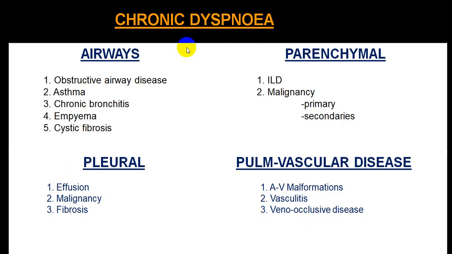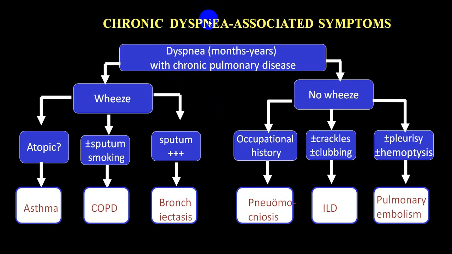Chronic dyspnea, usually it is very useful and very easy. Among airway diseases: COPD, bronchial asthma, chronic bronchitis, emphysema. Among parenchymal disease: interstitial lung disease. Among pleura: mainly pleural fibrosis. And among pulmonary vasculature: veno-occlusive disease, AV malformations. But out of this, what comes topmost on the list is COPD, bronchial asthma, chronic bronchitis, and interstitial lung disease. Those groups will come topmost on the list.